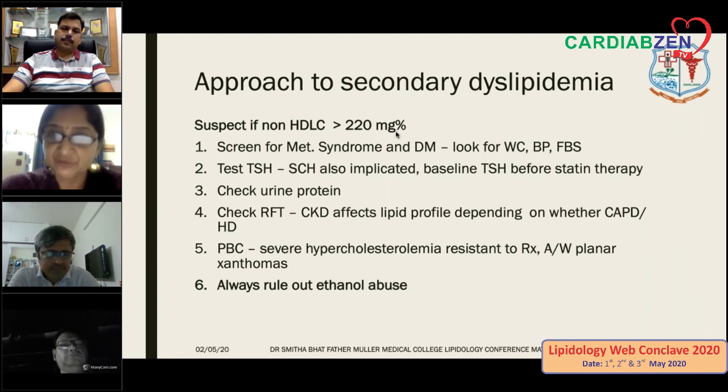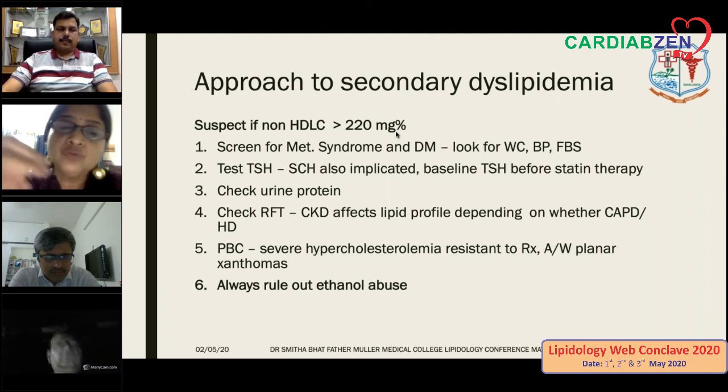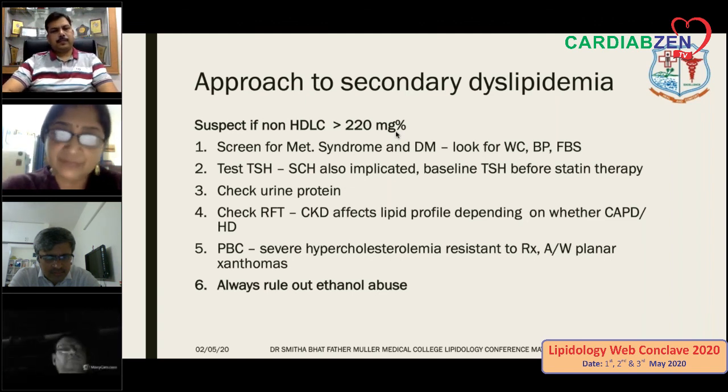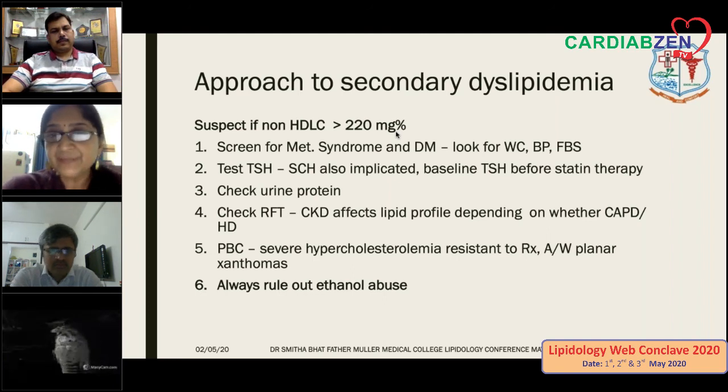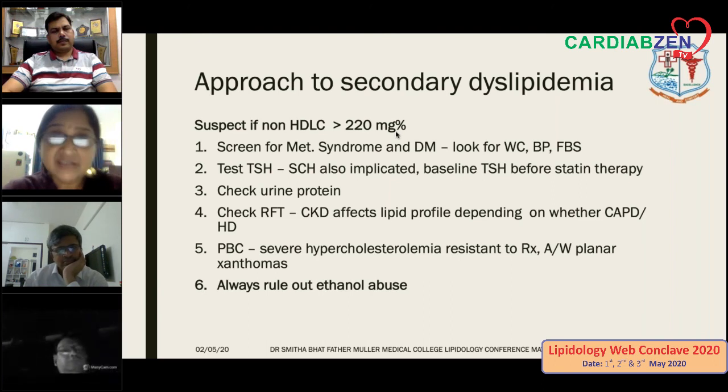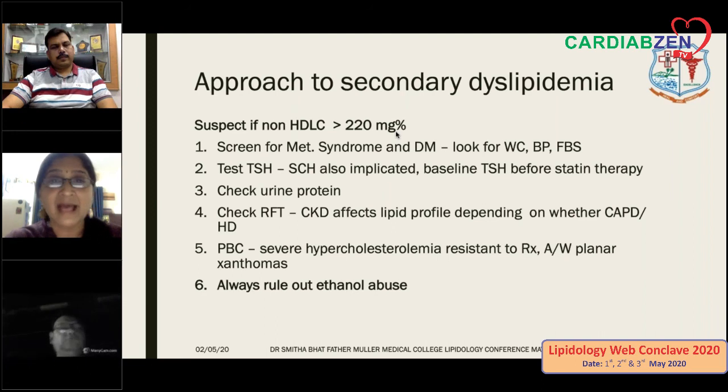Check the urine protein for nephrotic syndrome. Check RFT, obviously. Rule out very rare conditions like primary biliary cirrhosis. However, in this slide, if I had to emphasize one thing, I would say always rule out ethanol abuse, for two reasons. One is the message seems to have stuck in our patients' brains that yes, alcohol is good for you, especially if you have cholesterol. Alcohol treats cholesterol, this is what they think. Never forget that ethanol overuse, let's say, causes hypertriglyceridemia. So always rule it out.